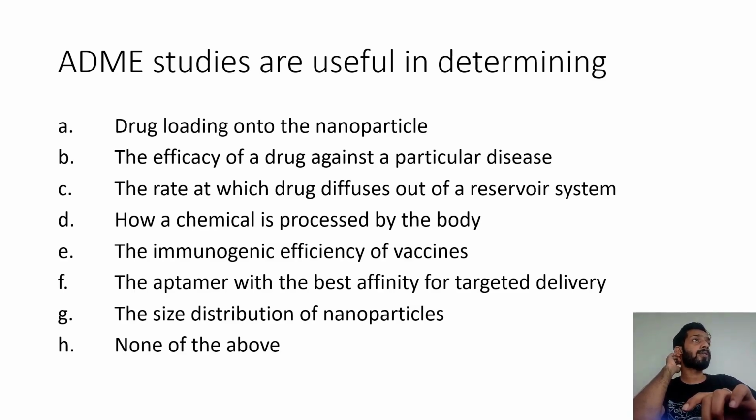Okay, let's go through the options. Drug loading onto a nanoparticle, the efficacy of a drug against a particular disease, the rate at which drug diffuses out of a reservoir system, how a chemical is processed by the body, the immunogenic efficiency of vaccines, the aptamer with the best affinity for targeted delivery, the size distribution of nanoparticles, and none of the above. So, ADME is absorption, distribution, metabolism, and excretion, right? These all are defining processes that happen to the chemical or the drug when you take it. So it's your body that's doing all these things, right? So absorption, distribution, specifically metabolism and excretion, these are mainly carried out by the body. So ADME basically describes how a chemical is processed by the body.